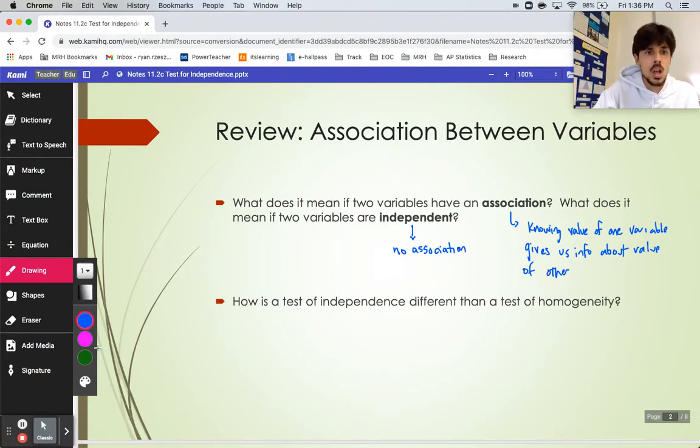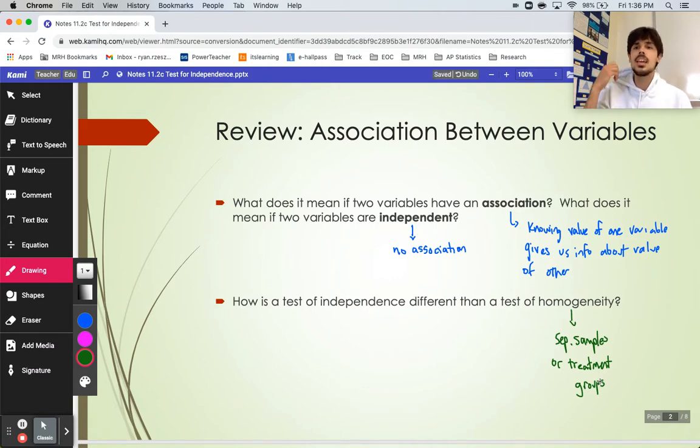Homogeneity comes in when you have separate samples or treatment groups. So say I were to take a sample from our school and a sample from a different school, and I wanted to see if there was a difference in opinion about math, like how much you like math or what kind of math grades you're getting. Two separate groups. That's a test for homogeneity. In a problem with a test for independence, your data instead comes from one large sample.